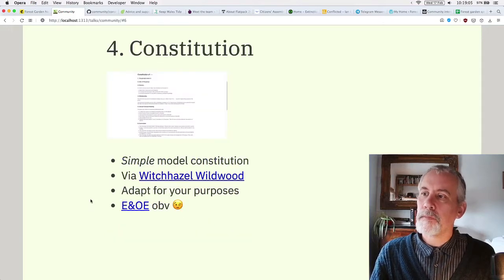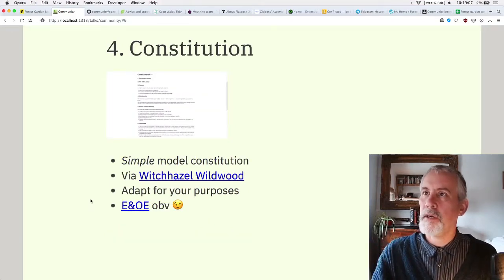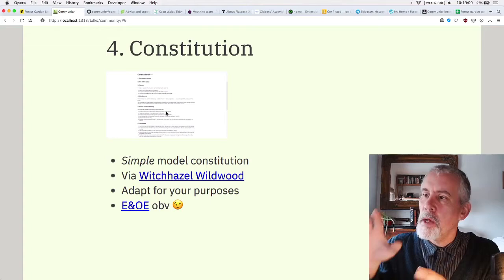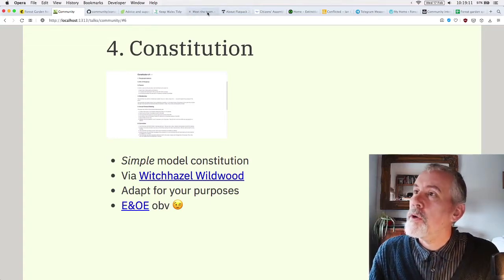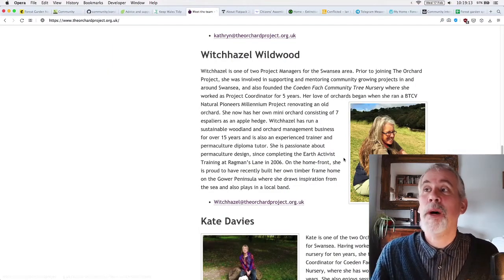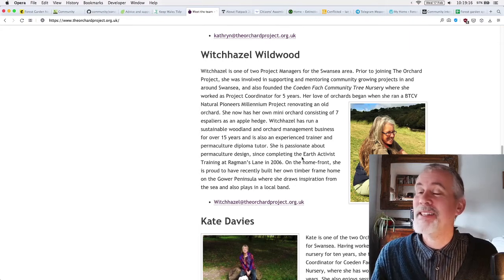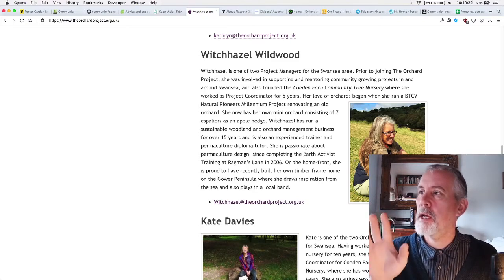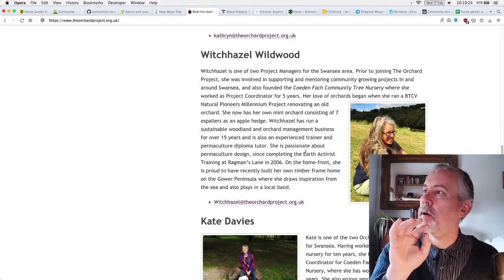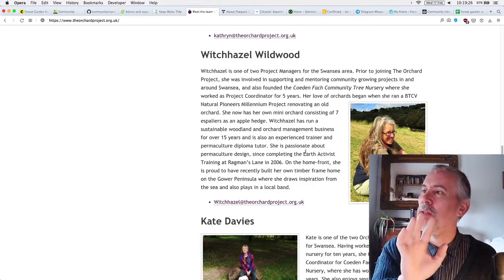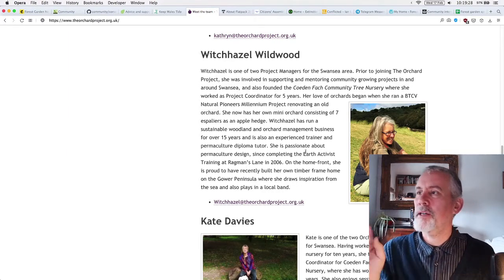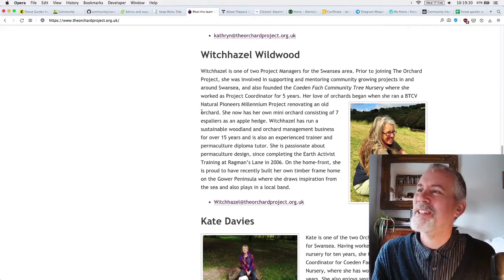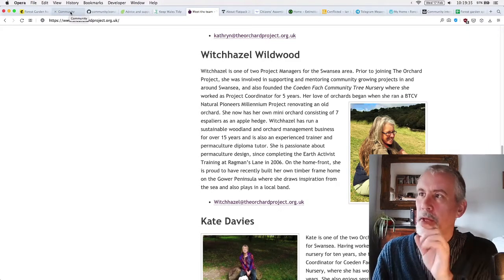And this is the constitution. So I kind of did it the other way around. A big thank you to Witch Hazel Wildwood down in the Gower near Swansea. She's done loads and loads of different community projects. Really interesting. Koidenbach Community Tree Nursery, and she's worked on a whole load of stuff, and I can't remember any of it because I'm live streaming. But thank you very much.